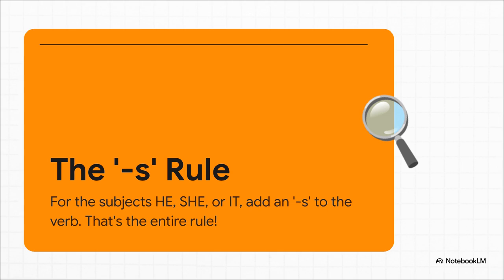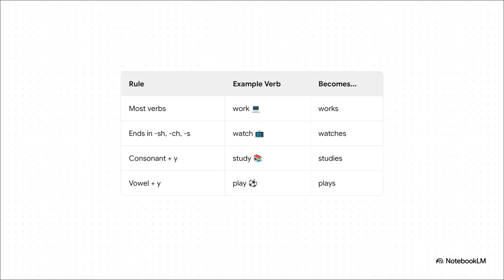Not for I, not for you, not for we or they. This is only for he, she, and it. Now, how you spell that S can change just a little bit. For most verbs, you just stick an S on the end. Work becomes works. Easy. But if a verb ends in a hissing sound like sh or ch, we add es to make it easier to say.